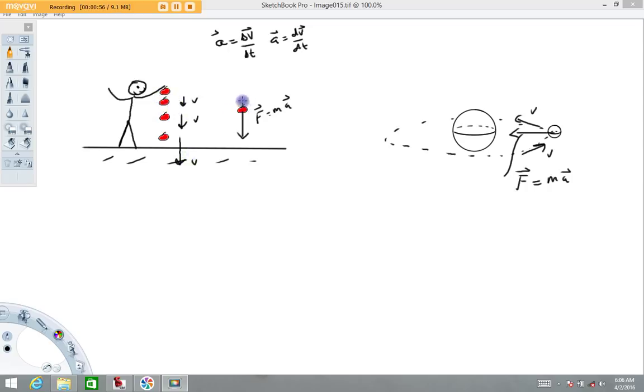and draw a free body, I've already done that. The free body looks something like this. We have one force down, and by Newton's second law, that force is equal to mass times acceleration.